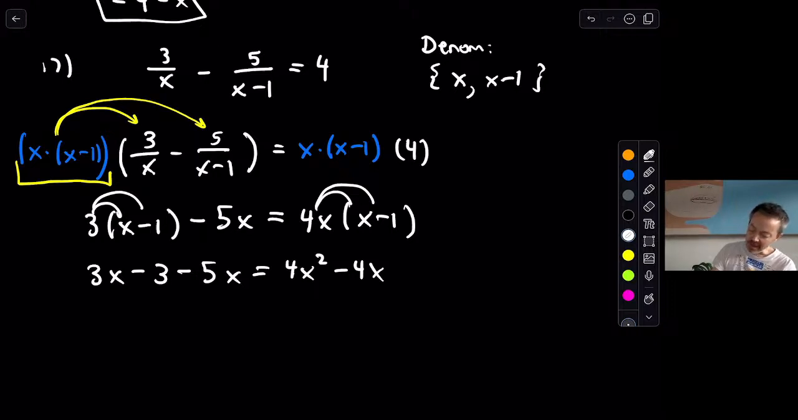So on the left side, I've got negative 3. I've got 3x minus 5x. Well, that is going to be negative 2x. And I've got 4x squared minus 4x.